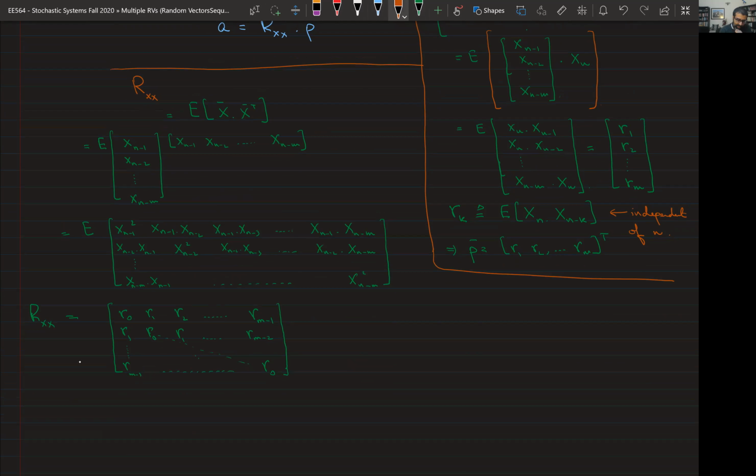Okay, so this is Rxx under this model. This is P here under this model. And from here, all I need is to compute A. This turns out to be Rxx inverse that I've computed from the model times P that I computed from the model, right?